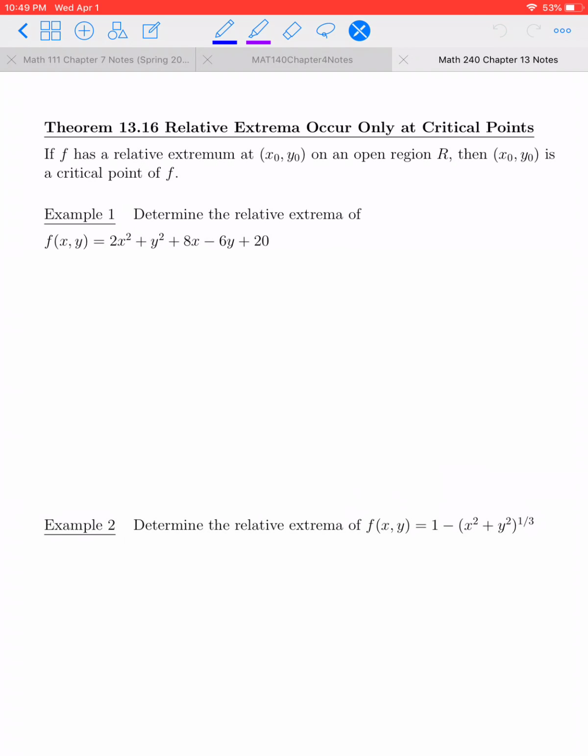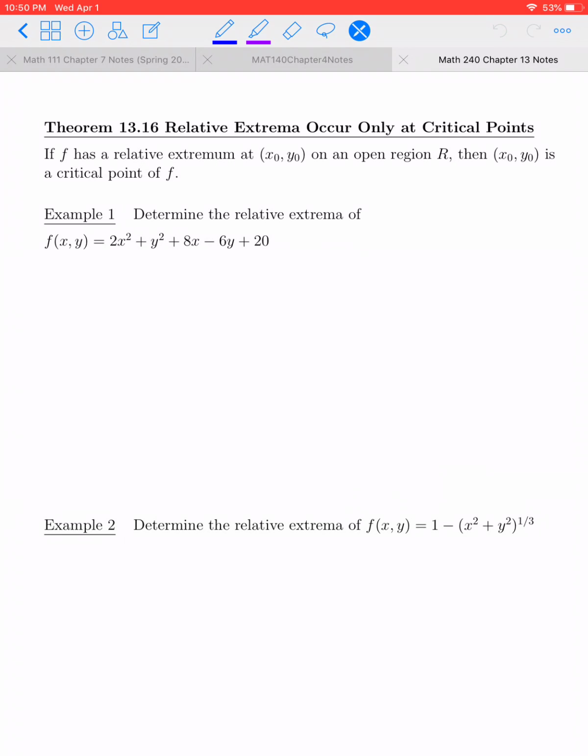Okay. We want to remember, just as it was in the one variable case, the converse of this theorem is not true. So just because you might have a critical point doesn't always guarantee that that critical point will yield relative extrema. However, if you do have a continuous function in a closed region and you're looking at an extrema within the interior of that region, then it is true that that relative extrema occurs at one of the critical points of f. Let's take a look at example one.